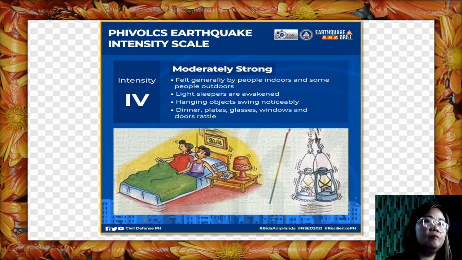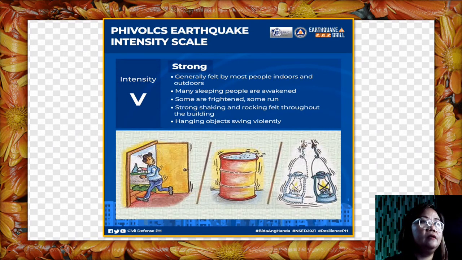Intensity 4, moderately strong. Felt generally by people indoors and some people outdoors. Light sleepers are awakened. Hanging objects swing noticeably. Dinner plates, glasses, windows indoors rattle. Intensity 5, strong. Generally felt by most people indoors and outdoors. Many sleeping people are awakened. Some are frightened. Some run. Strong shaking and rocking felt throughout the building. Hanging objects swing violently.